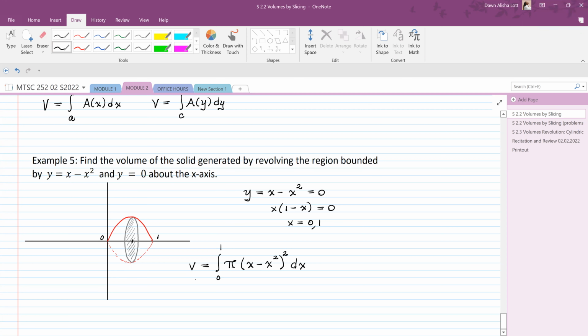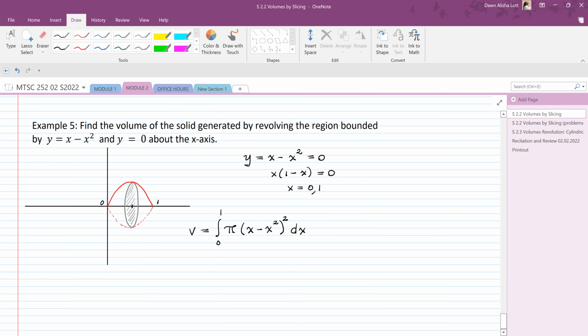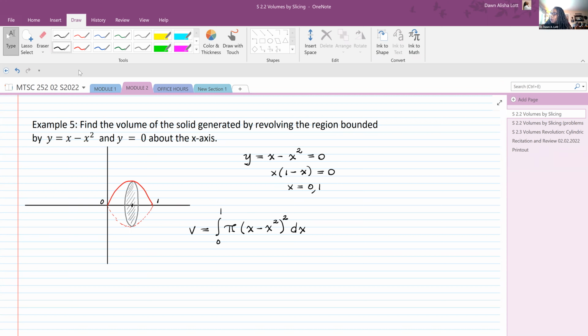Okay, that's the answer. R, the radius, is literally just this height. So the radius is this height, and that is this function. Okay, so the volume is pi times the integral from 0 to 1 of x squared minus 2x cubed plus x to the 4th dx.